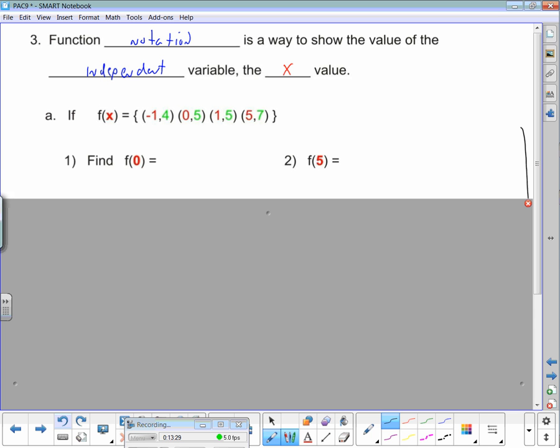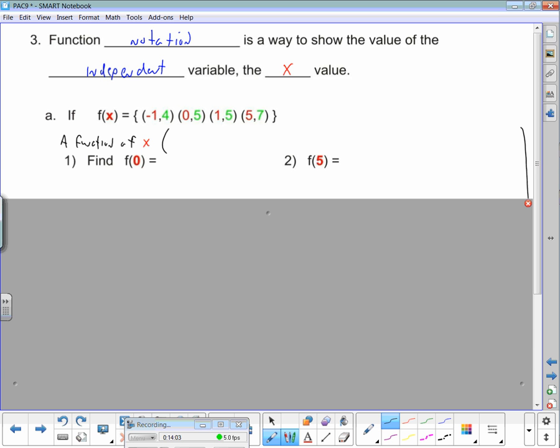The long way of saying it is a function of, so that little f all means a function of, and then what's in the parentheses comes next. I'm going to use my red, a function of x. And so this is really saying in words, a function of x equals the set of pairs -1, 4, 0, 5, 1, 5, 5, 7. Right? That's what's being said here.